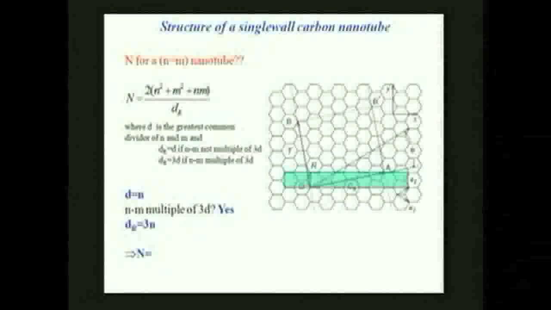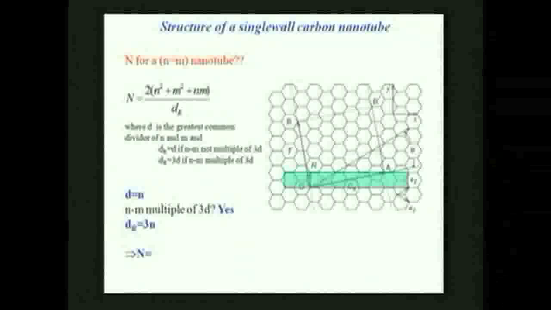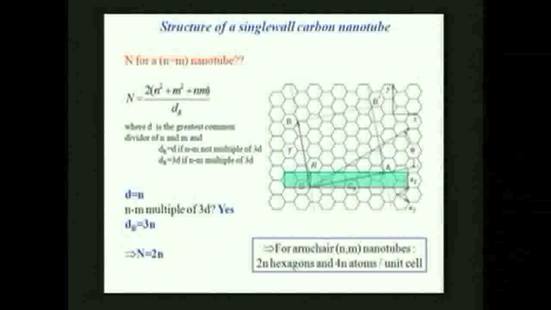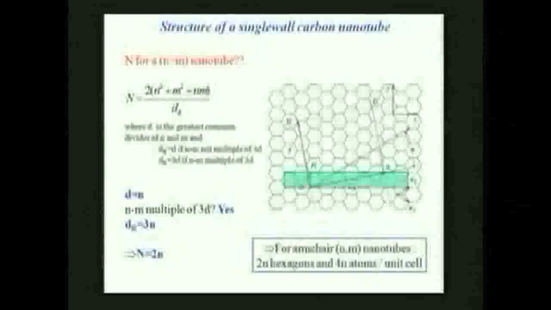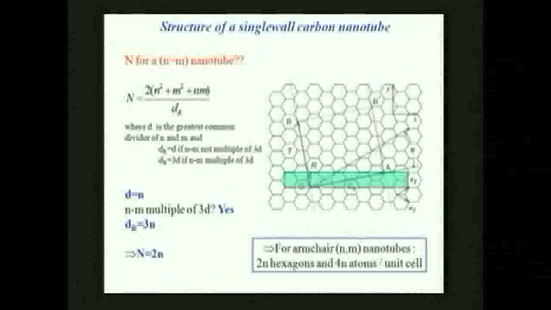Finally, you can tell me how many hexagons you have in any armchair nanotube. You can express the number of hexagons as a function of n. So what is the relation between big N, the number of hexagons, and small n? 2n. In any armchair nanotube defined as an n equal m nanotube, you will find 2n hexagons, where n is this integer, and therefore you will find 4n atoms in any unit cell. We will use this result to calculate the electrical properties at the end of the course.